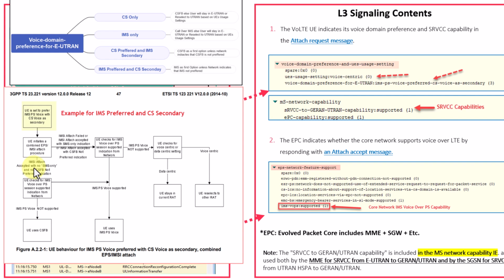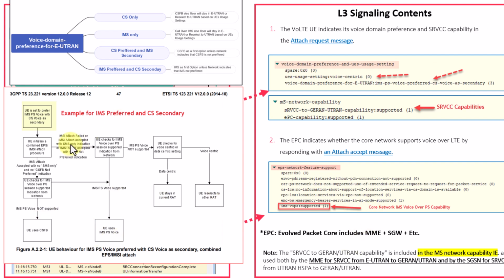If the attach is accepted as shown here, and there is no indication from the core network that CS fallback, for example, is preferred, what will the UE do? The UE will check this kind of message, which is the network capability, whether IMS voice over PS session is supported or not. If it's not supported, it will use CS fallback. But if it is supported, as shown here, it will use IMS PS voice directly, which means a VoLTE call. So it depends on this message.